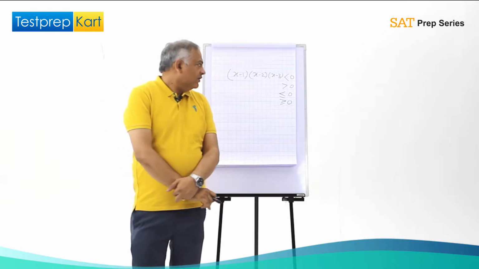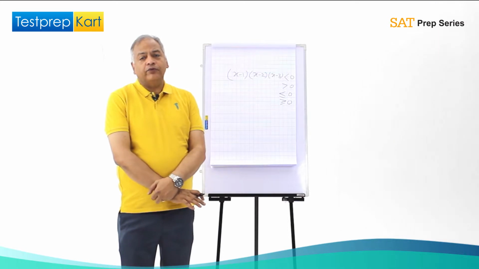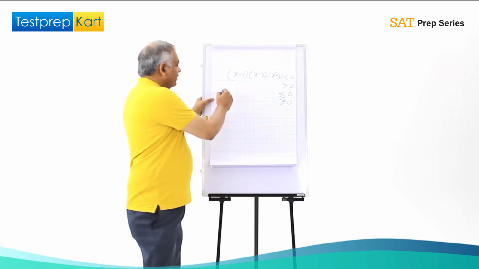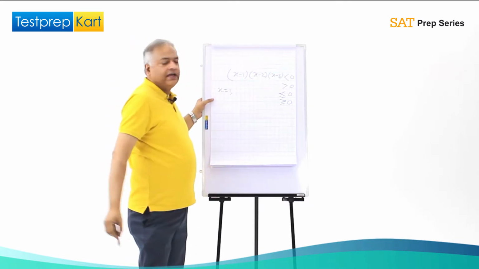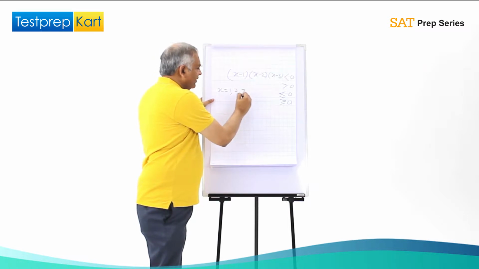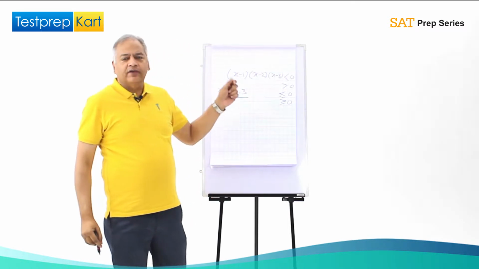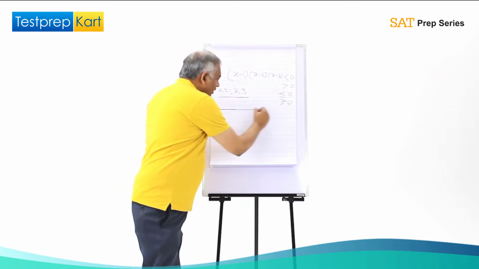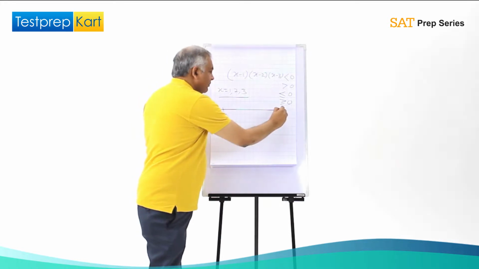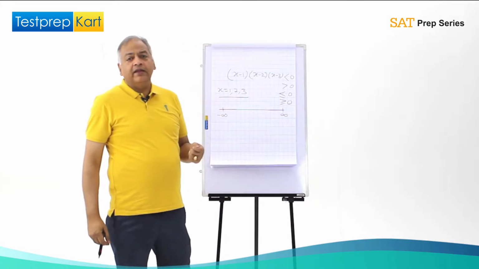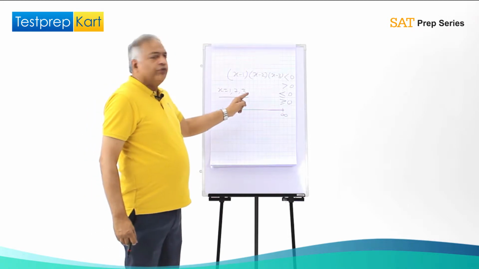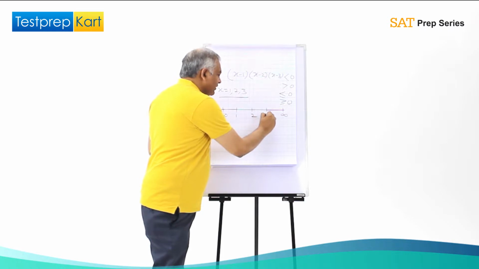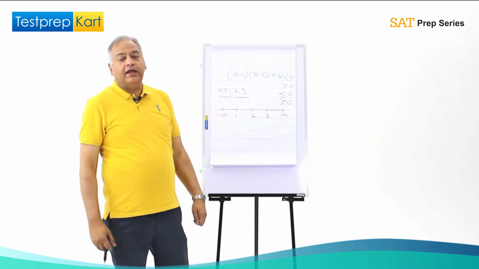Now, the first step is to find all the values of x where this expression becomes 0. You can see that the values are x equal to 1, x equal to 2, and x equal to 3. These are 3 values where the expression on the left hand side will be equal to 0. Now, let's draw a line taking negative infinity and plus infinity, and then plot these values in ascending order. That's my second step. So let's take 1, 2, and 3 on the number line.